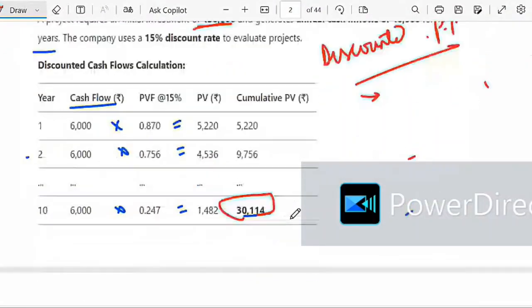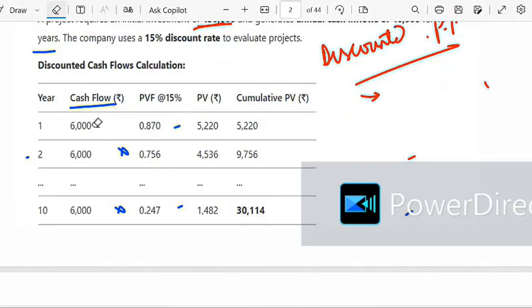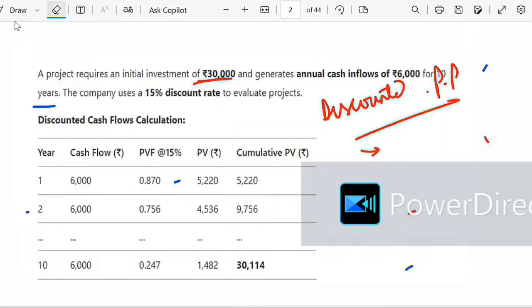Can you tell me what is the discounted payback period based on this particular table? I have drawn this table for you. In examination, it might not be given, right? So I have drawn this table for calculating the cumulative cash flow, cumulative present value. Can you tell me how much time it is taking to recover the entire 30,000 amount? See, in the first year we have recovered just 5,220. In the second year we have recovered 9,756, and so on. In the 10th year we have recovered 30,114. So can you tell me what is the discounted payback period?